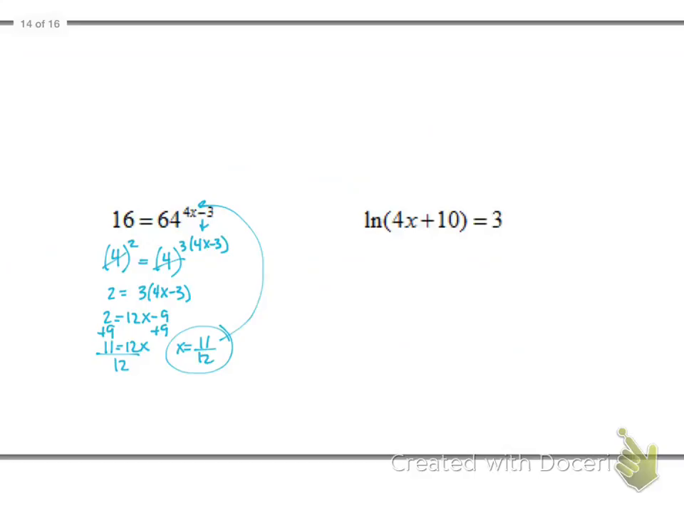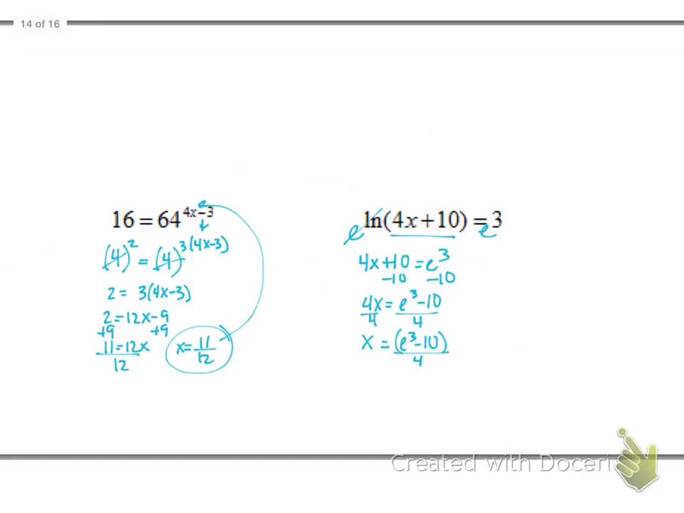My next one, 4x plus 10 is attached to the natural log, so I need to do e to get rid of it. So 4x plus 10 is equal to e cubed. We're going to try to get that x by itself, so 4x equals e cubed minus 10. Divide the whole thing by 4. So x is equal to e cubed minus 10, all divided by 4. You need to have that set in parentheses to show that it's together, and you're dividing it by 4.